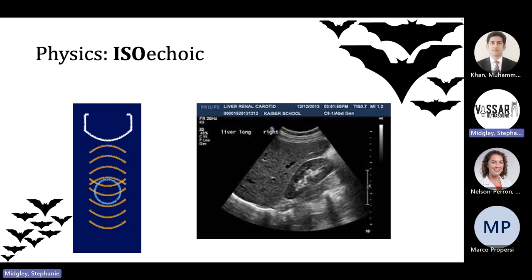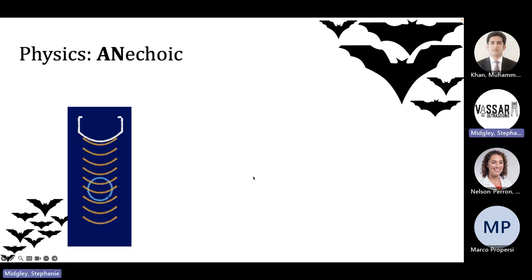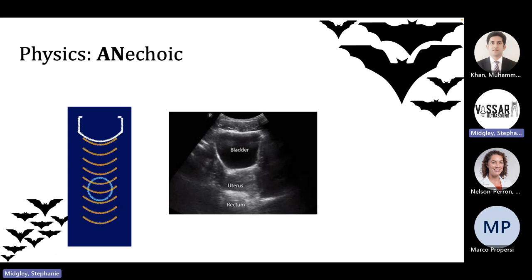More of the same. Cool. Isoechoic is essentially the liver. So anything that's the same texture, grayness of the liver is isoechoic. And then the last one is anechoic, which is essentially anything fluid-filled.